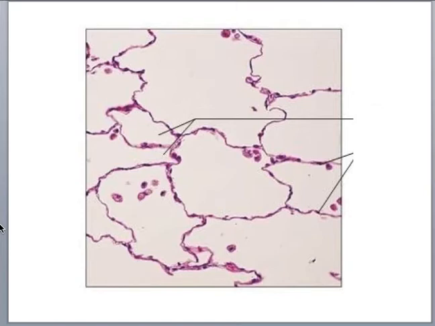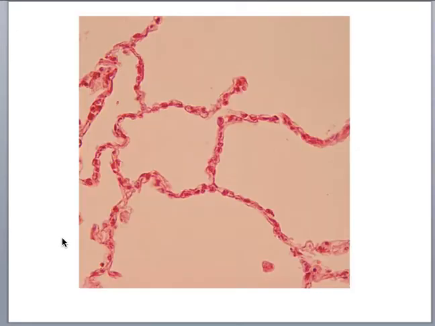Okay, so simple squamous epithelium: anywhere where you want diffusion of nutrients and gases to happen very quickly. Here's another image, and you can really see that this is a single layer of flattened cells, simple squamous epithelium. And those darker areas in each cell, those would all be the nuclei, those darker staining circular structures within each cell.